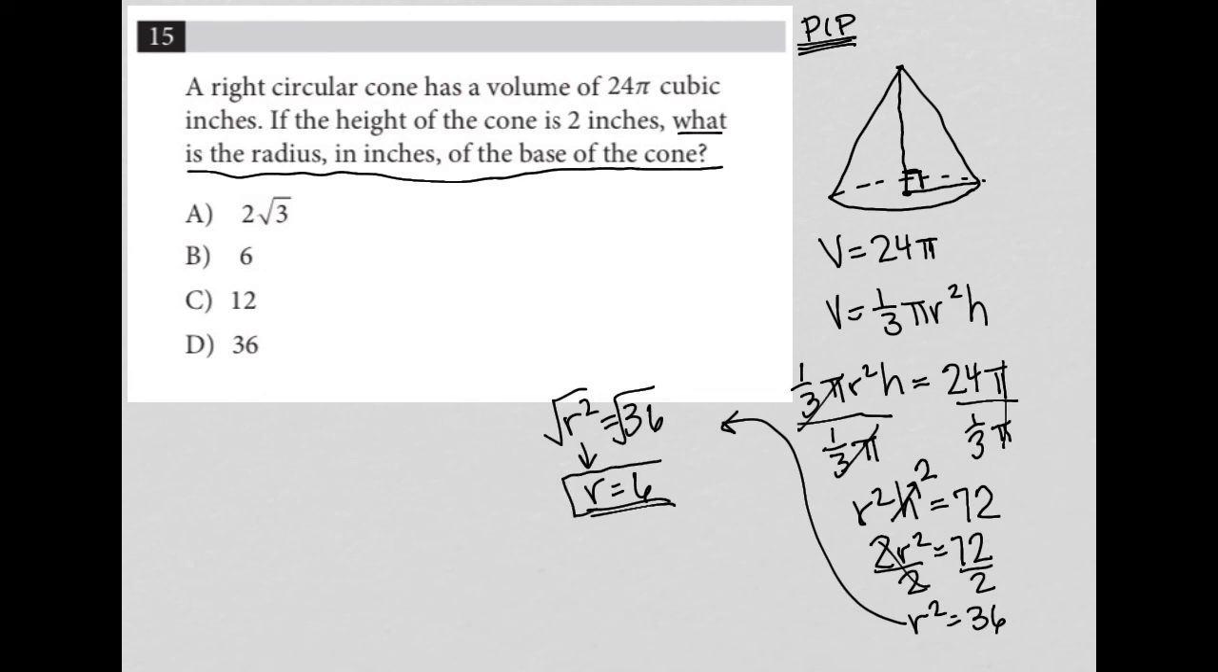I found that because I have the mindset of, once I get information from the question, I'm going to continue to simplify as I go. So r is equal to 6.